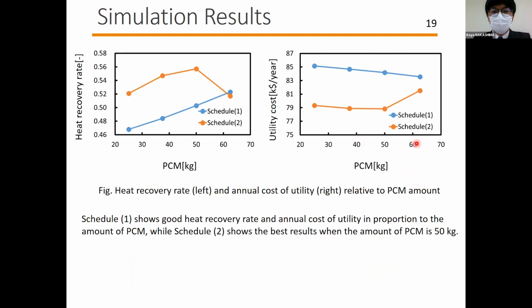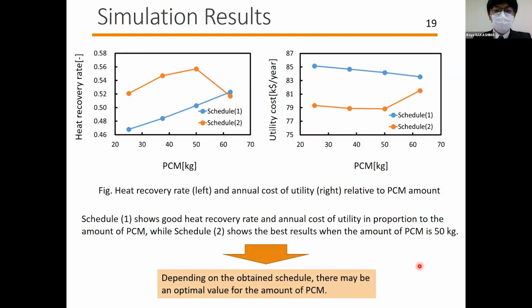This figure shows the heat recovery rate for each PCM amount on the left, and the annual cost of utility for each PCM amount on the right. Schedule 1 is indicated by the blue line, and Schedule 2 by the red line. Schedule 1 shows good heat recovery rate and annual cost of utility in proportion to the amount of PCM, while Schedule 2 shows the best results when the amount of PCM is 50 kilograms. This means that, depending on the obtained schedule, there may be an optimal value for the amount of PCM.